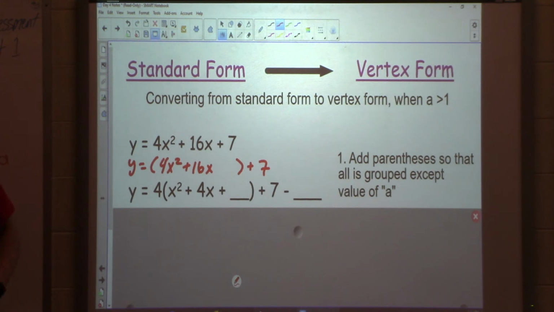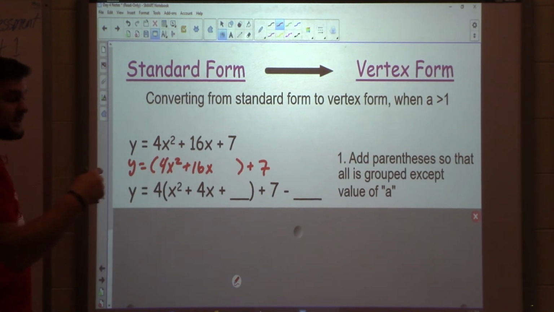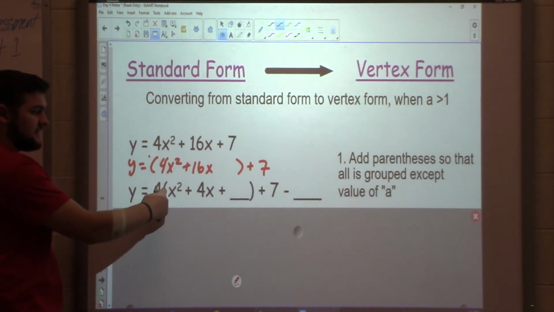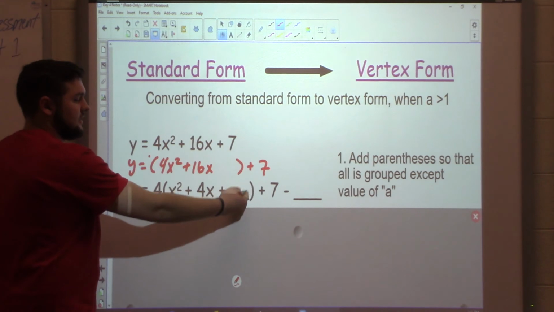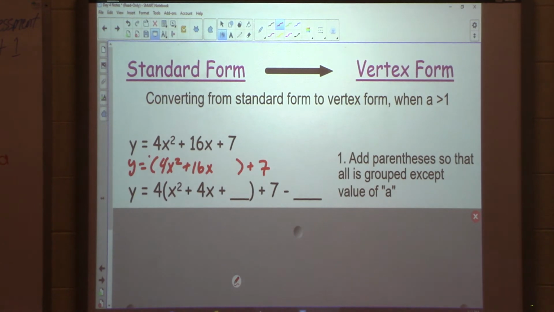But what I'm going to do once I set them apart, once I put them in those parentheses, is I'm going to factor out a GCF. Because what's hopefully going to happen is I'm going to get this x squared term to be just 1x squared. So you'll notice I take a 4 out of both 4 and 16, and I get 4 times x squared plus 4x, left a space, and plus 7 still on the end. So it's a little different. We still set it up the same, but now we have to factor the GCF out first. Then we can get back to doing what we did before.